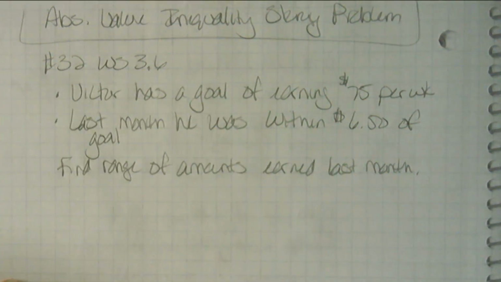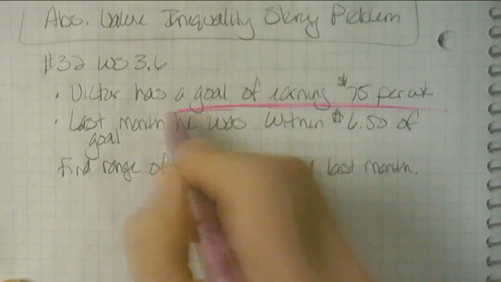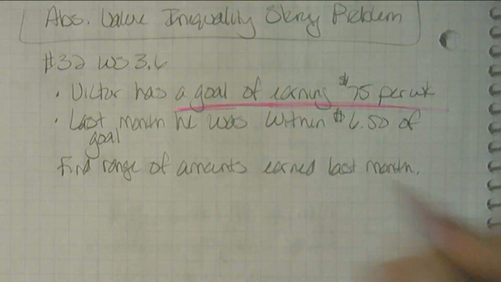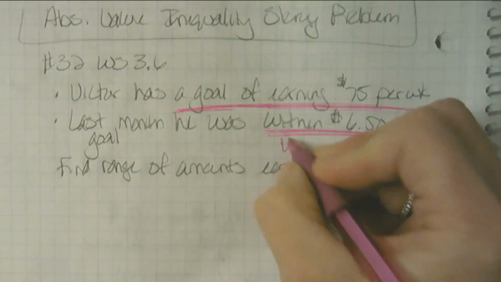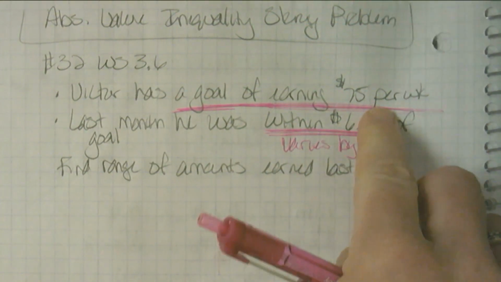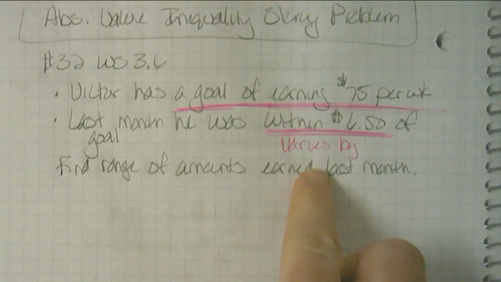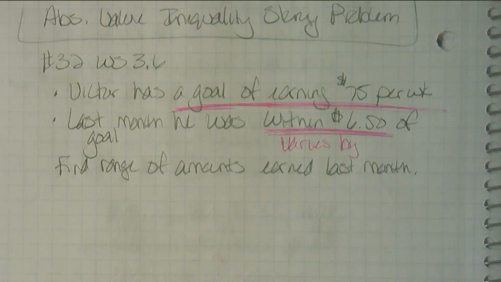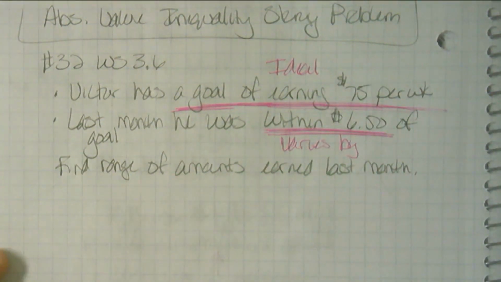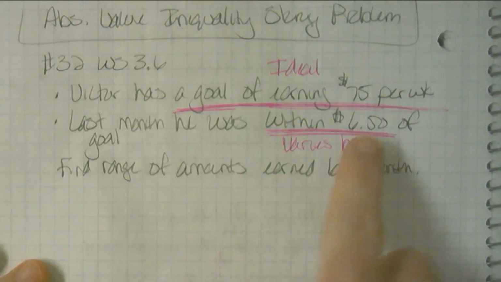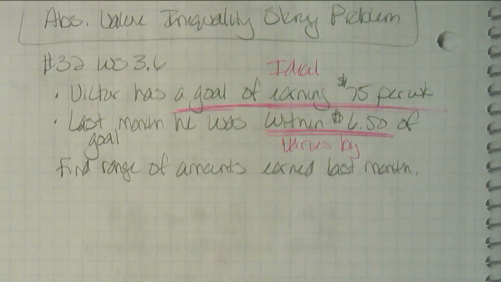All right. Well, he has a goal of $75. He was within $6.50 of that. That is our varies by, because how much he earned per week varied by, was within $6.50. Your goal, there is your ideal. Remember, goal and ideal are like synonymous words with each other. Ideally, that's what you want, the goal of what you want. All right, and we know that he varied by $6.50 on either side. He is within $6.50 on either side.